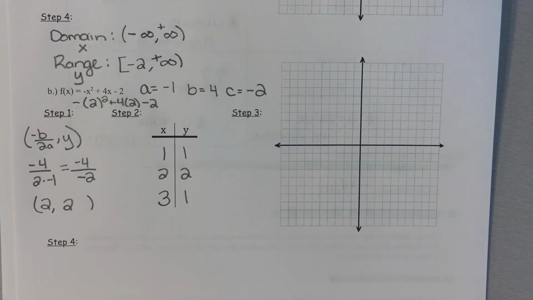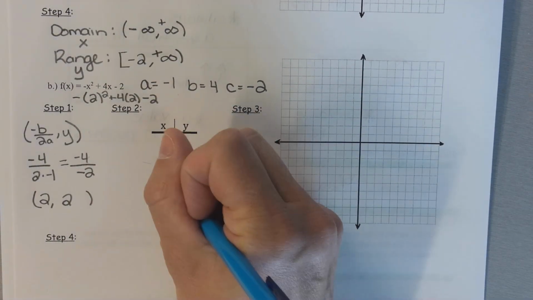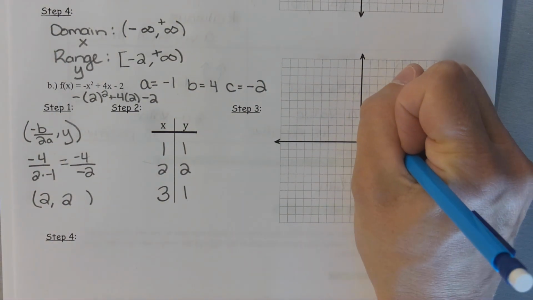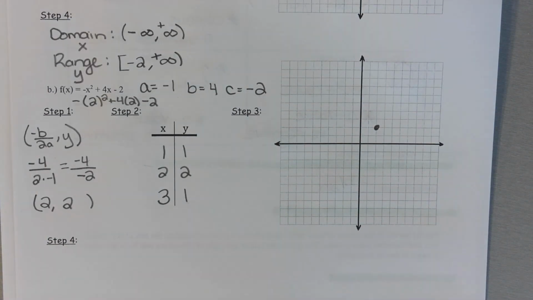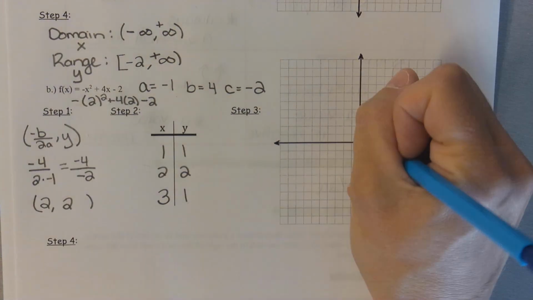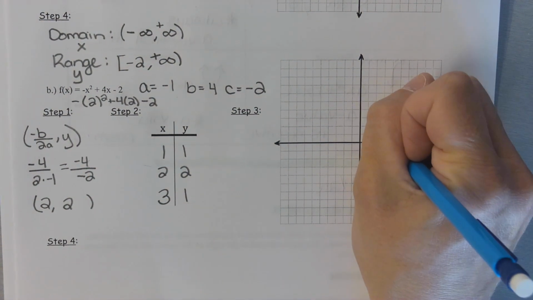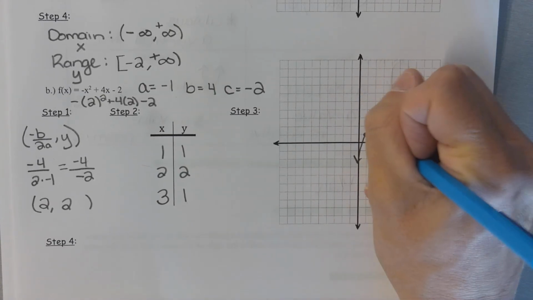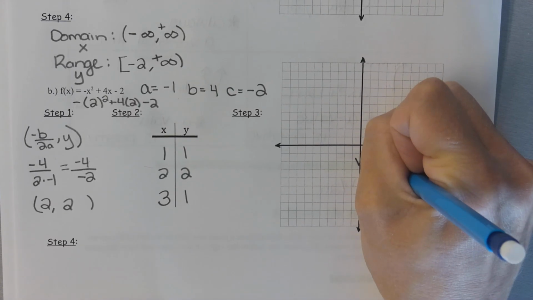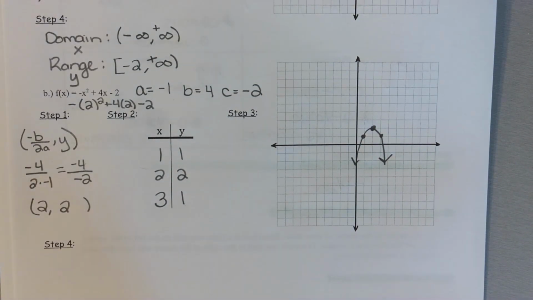All right, let's graph. I have a point at 2, 2. So there it is. There's my vertex. This graph should open down like a frown because of my -a value. I have a point at 1, 1. I have a point at 3, 1. Again, if it's not a U-shaped graph, you did something wrong. Give it some curvature.